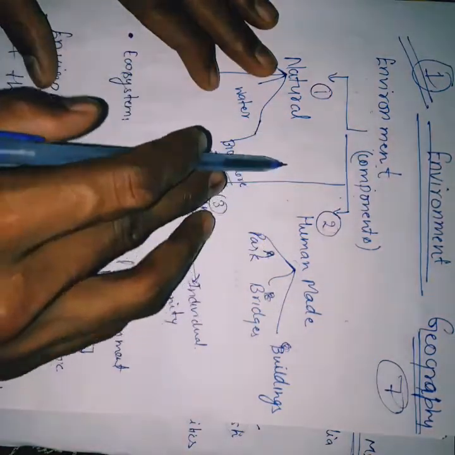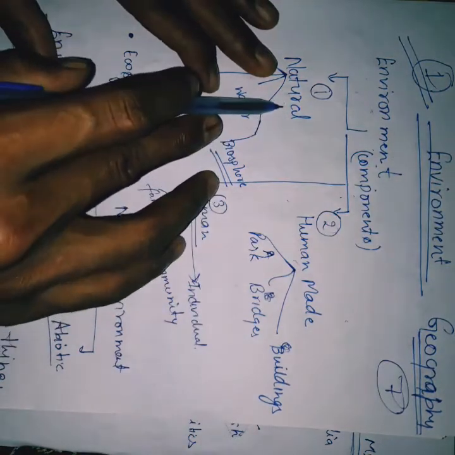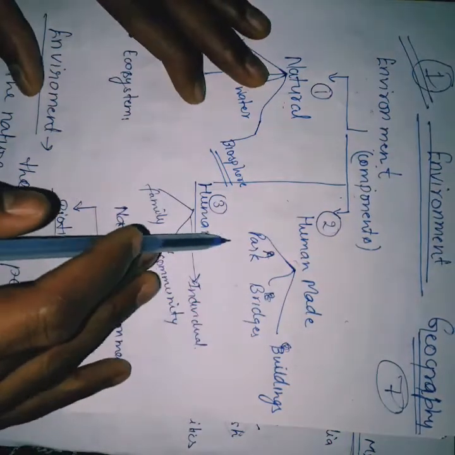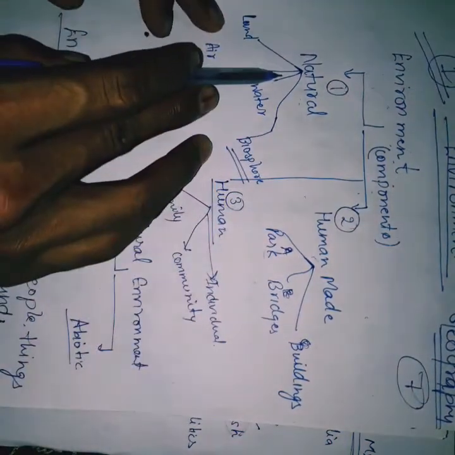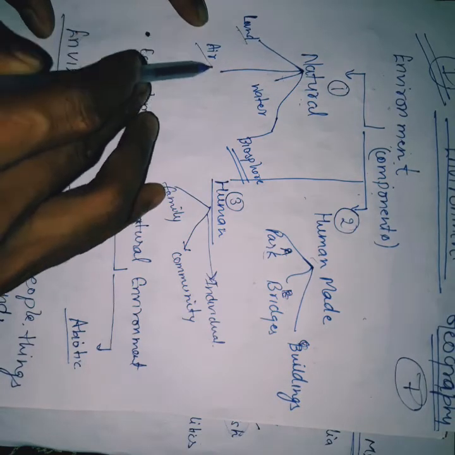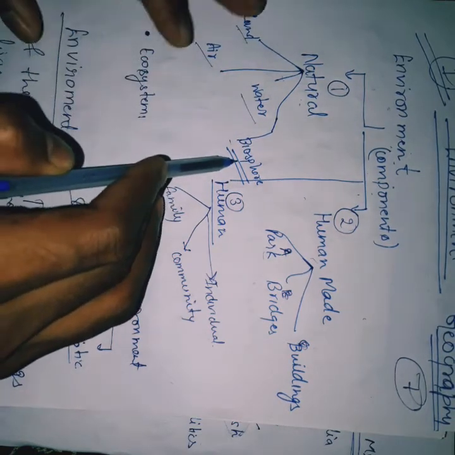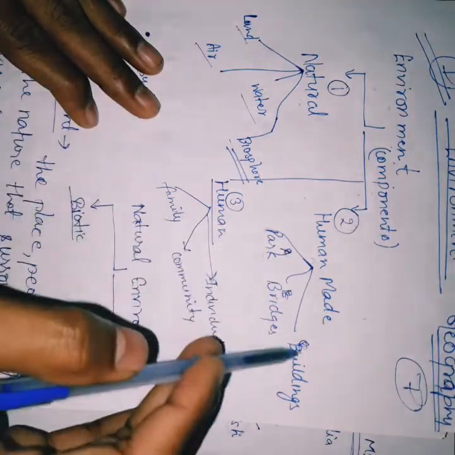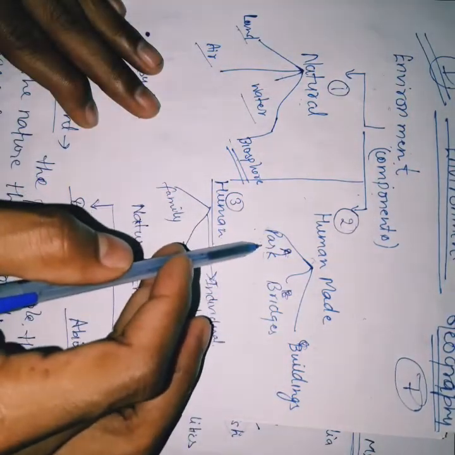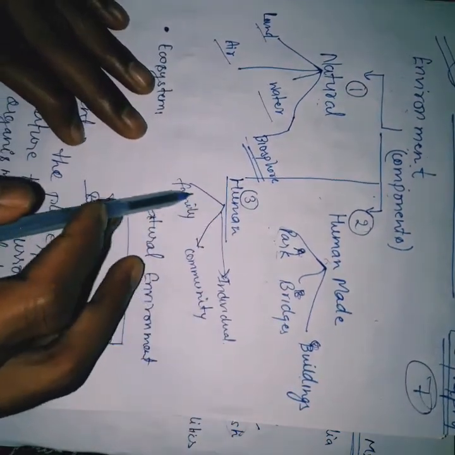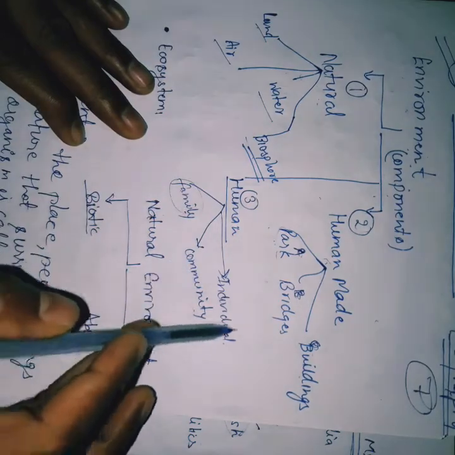The components of the environment are natural components, human made components, and the human also. The natural component is further classified into four parts: land, air, water, and biosphere. Human made components are all such things which are made by humans, like parks, bridges, art, buildings, etc. Now human: family, community, individual.